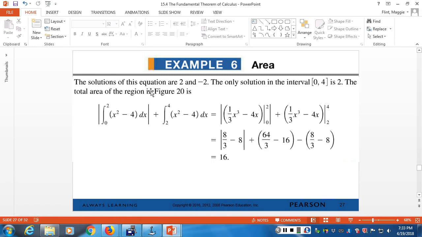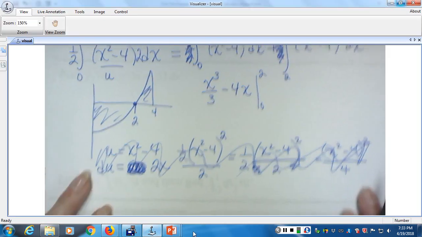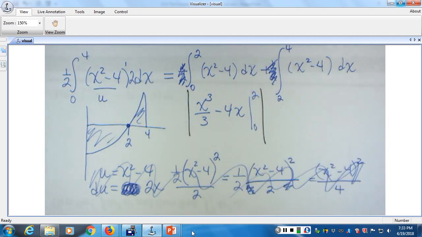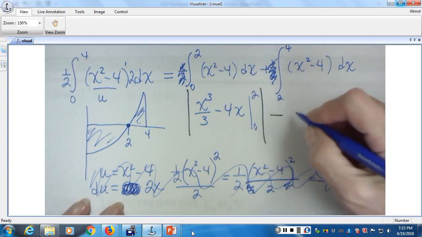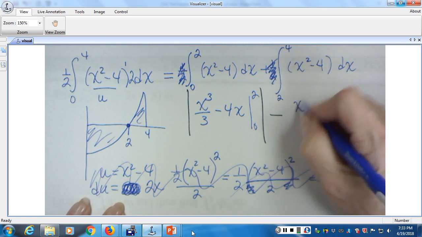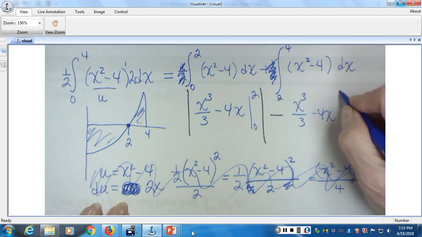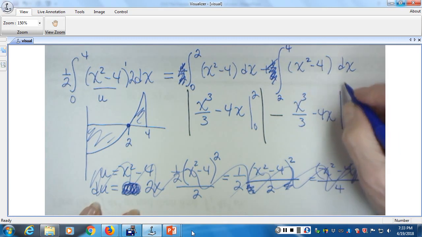So this is going to be x to the third divided by 3 minus 4x. And it's going to be evaluated from 0 to 2. And this is the one where we're going to take the absolute value. And then we're going to subtract the same integral, x to the third over 3 minus 4x. And it's going to be evaluated at 2 and at 4.